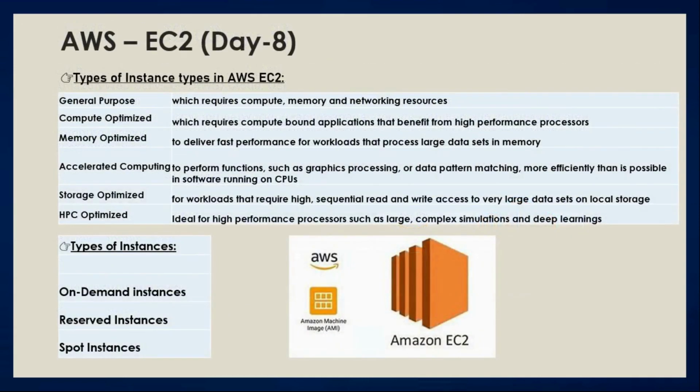Then moving on, how many instance types are available? There are a couple of types: general purpose, compute optimized, memory optimized, accelerated computing, storage optimized, HPC. It depends on the use case or what your customer requires, or the requirement you are going to work on in your project, that decides these instance types. On a note, we have these three purchasing options: on-demand, reserved and spot instances. You can choose any one of these as per your requirement in your project.